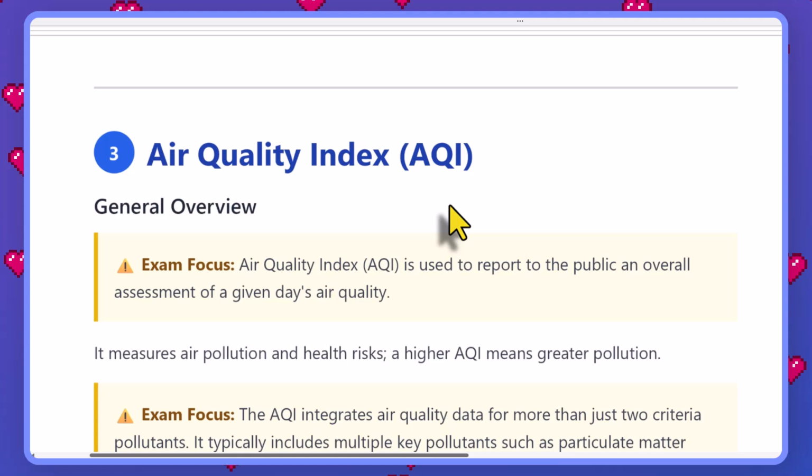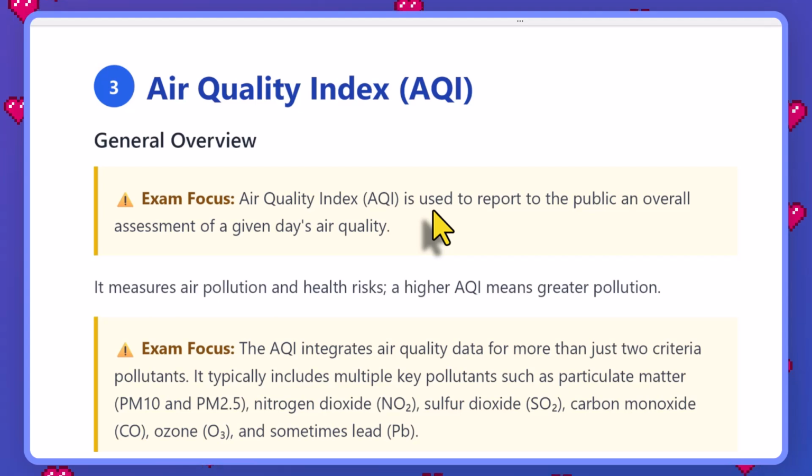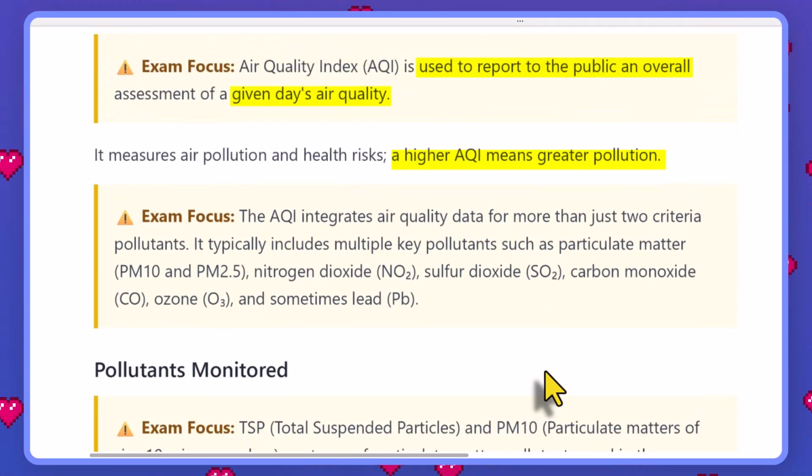To communicate air pollution levels in a simple and understandable manner, we use a tool called the Air Quality Index, or AQI. The AQI is designed to report to the public an overall assessment of a given day's air quality, a definition that has been asked in exams. It translates complex air pollution data into a single number that reflects health risks. Simply put, a higher AQI value indicates higher pollution levels and greater health concerns.